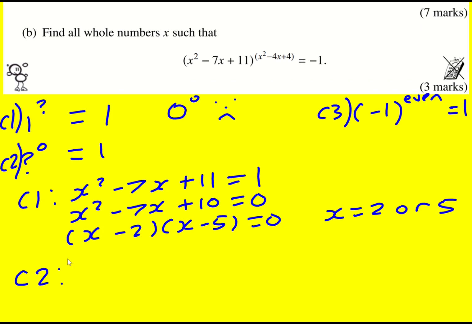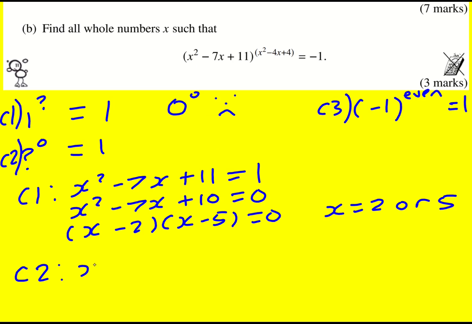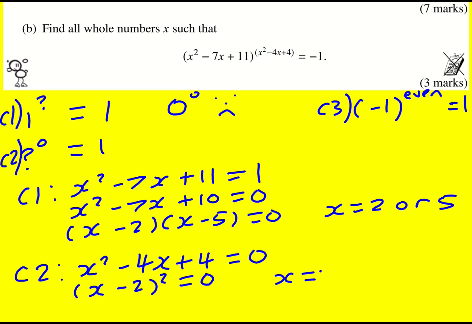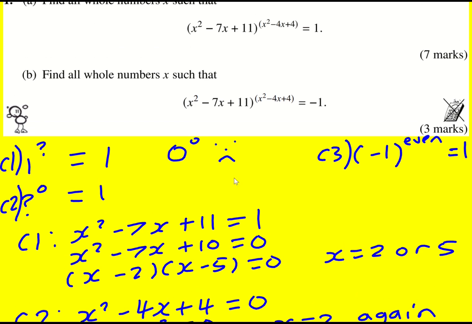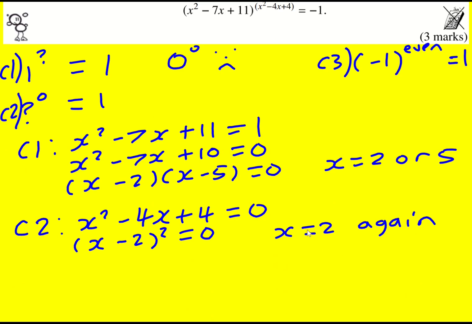Case 2 is going to be when this power is equal to 0. X squared minus 4x plus 4 is equal to 0. This is x minus 2 squared, and therefore x is equal to 2 again. Okay, we don't get any new solutions. So actually, this gave us 1 to the power 0, in fact, when we did substitute 2 in. And yeah, this solution's fine, but we've already got it.